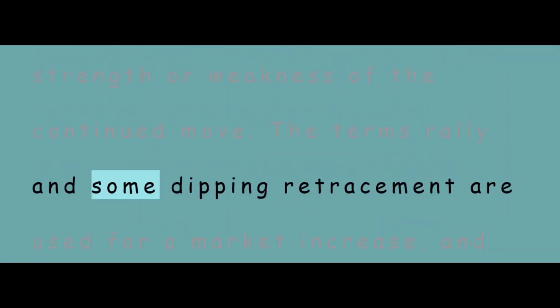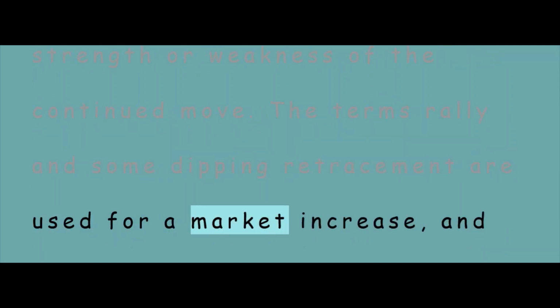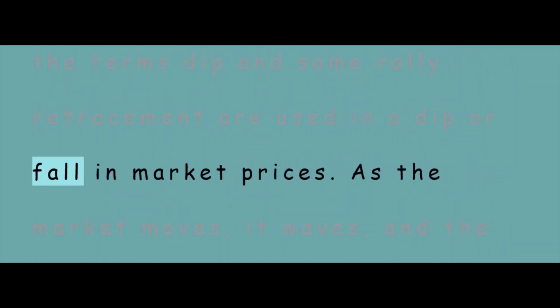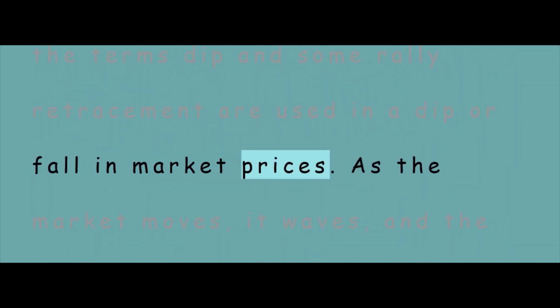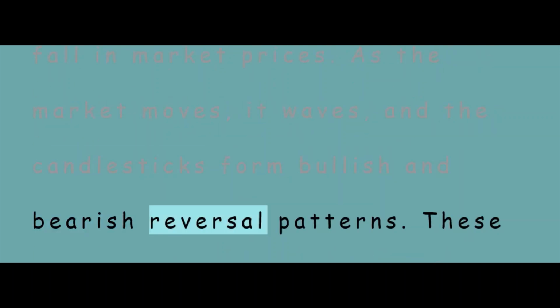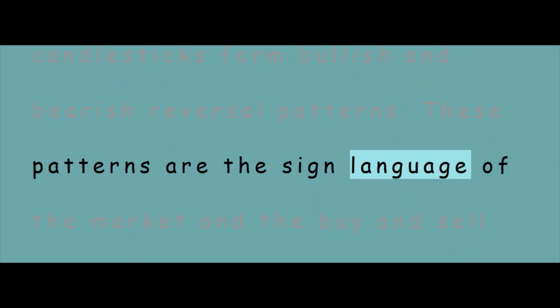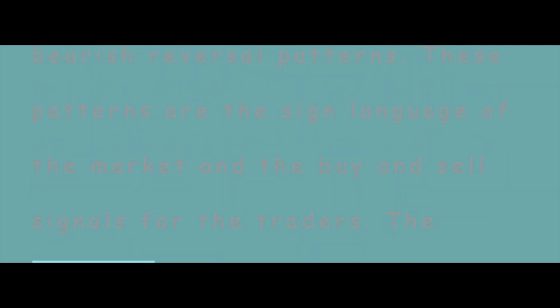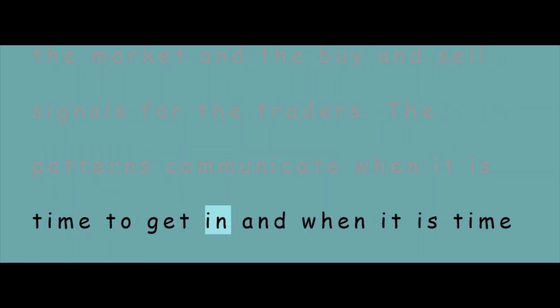The terms rally and some dipping retracement are used for a market increase, and the terms dip and some rally retracement are used in a dip or fall in market prices. As the market moves, it waves, and the candlesticks form bullish and bearish reversal patterns. These patterns are the sign language of the market and the buy and sell signals for the traders. The patterns communicate when it is time to get in and when it is time to get out.